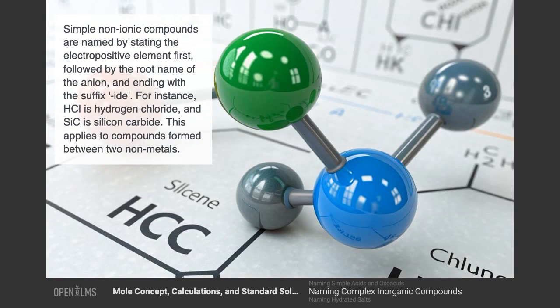Simple non-ionic compounds are named by stating the electropositive element first, followed by the root name of the anion, and ending with the suffix -ide. For instance, HCl is hydrogen chloride, and SiC is silicon carbide. This applies to compounds formed between two nonmetals.